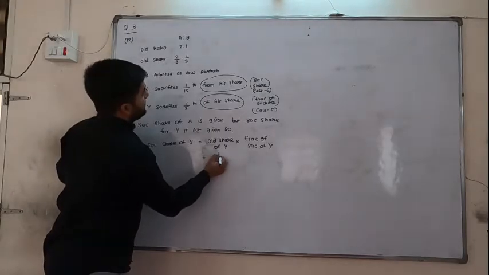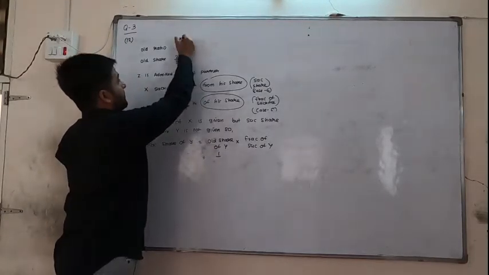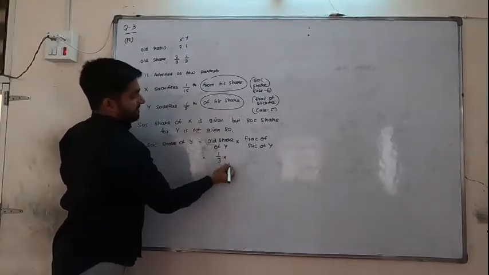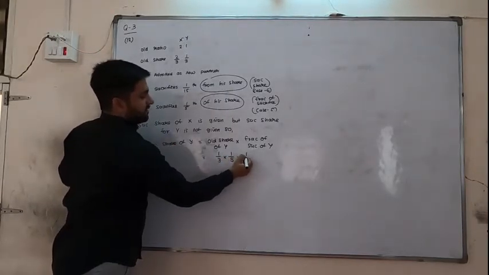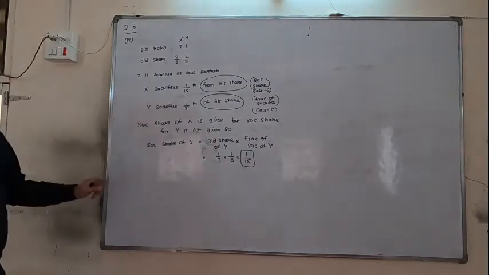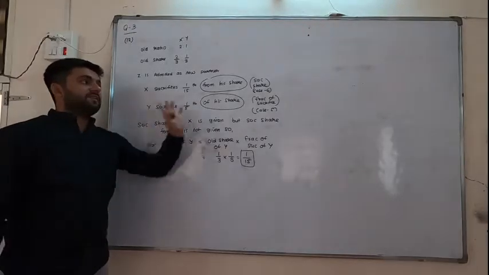Old share of Y is, sorry, they are not A, B, this is my mistake, X, Y. Old share of Y is 1/3. Fraction of sacrifice for Y is 1/5. So his sacrifice share is 1/15. Now we have sacrifice share for Y, we have sacrifice share for X.